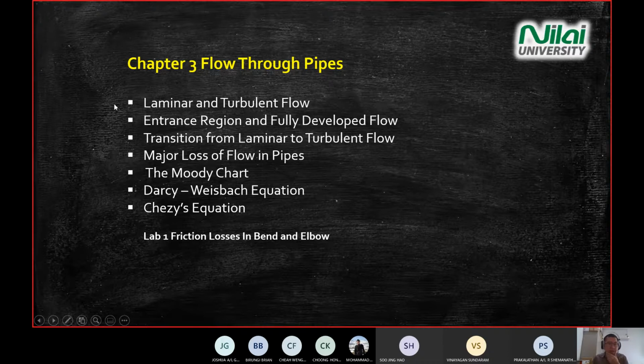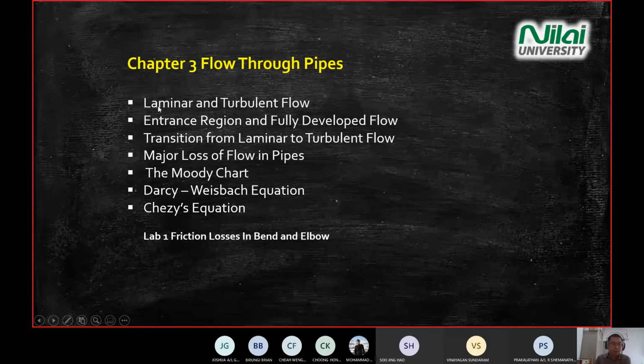All right. Now, at this stage, you should be able to tell, based on the Reynolds number, if the flow is laminar or turbulent, what happens when the flow is at the entrance, and then how it changes to fully developed flow in a pipe.